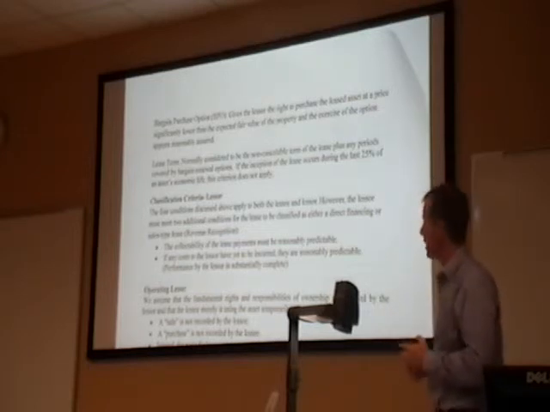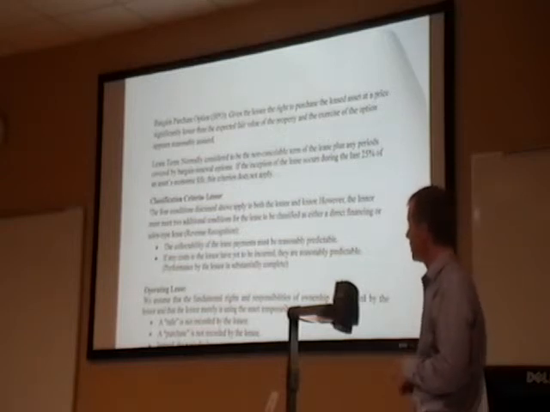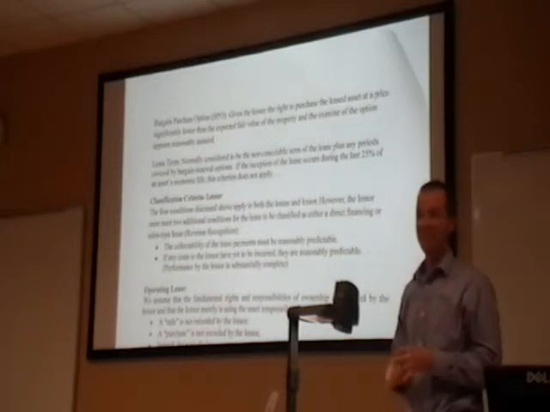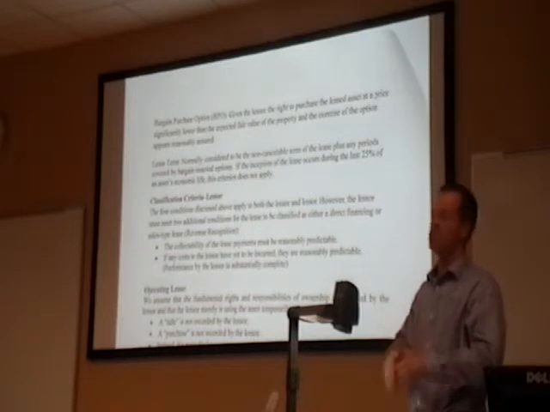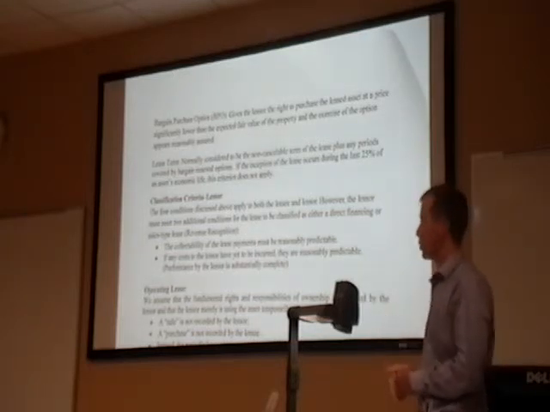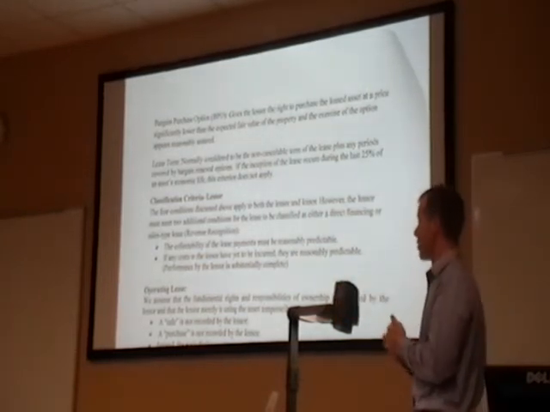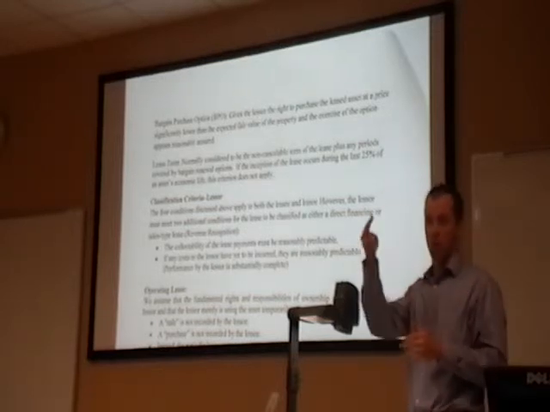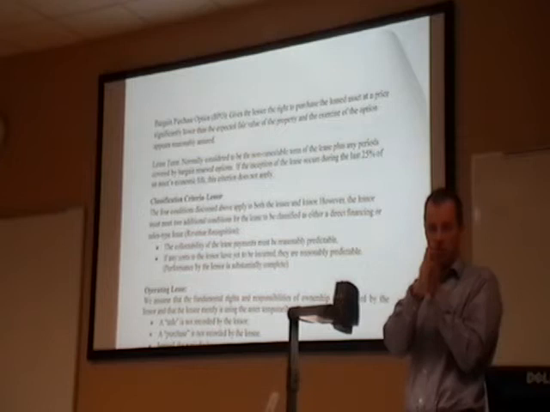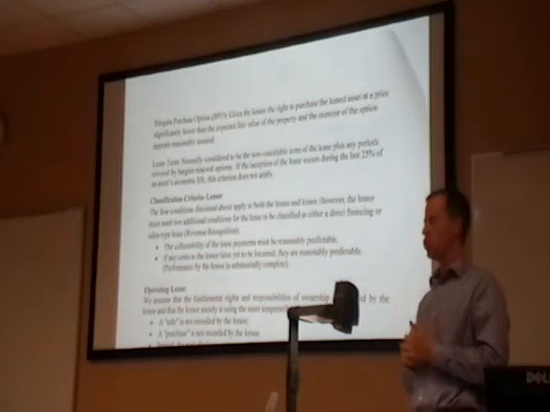Lease term, normally considered to be the non-cancelable term of the lease plus any periods covered by bargain renewal options. So a bargain renewal option is basically at some point in the lease you're allowed to renew it at a significantly lower price. You're going to assume those are always going to be taken. And so those would then become part of the minimum lease term, or in the way we account for it, we call it part of the lease term. If the inception of the lease occurs during the last 25% of the asset's economic life, then we ignore that third bullet point. So in other words, if 75% of the asset has already been used up, then we ignore bullet point number 3 when we determine what it should be.